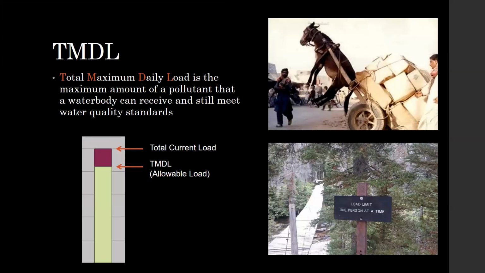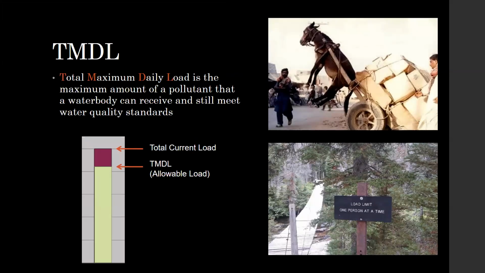So what is a TMDL? It stands for Total Maximum Daily Load, and is the maximum amount of a pollutant that a water body can receive and still meet water quality standards. And I have 3 pictures on this slide to help demonstrate the concept of a TMDL, which you can think of as a pollution diet or a pollution budget.